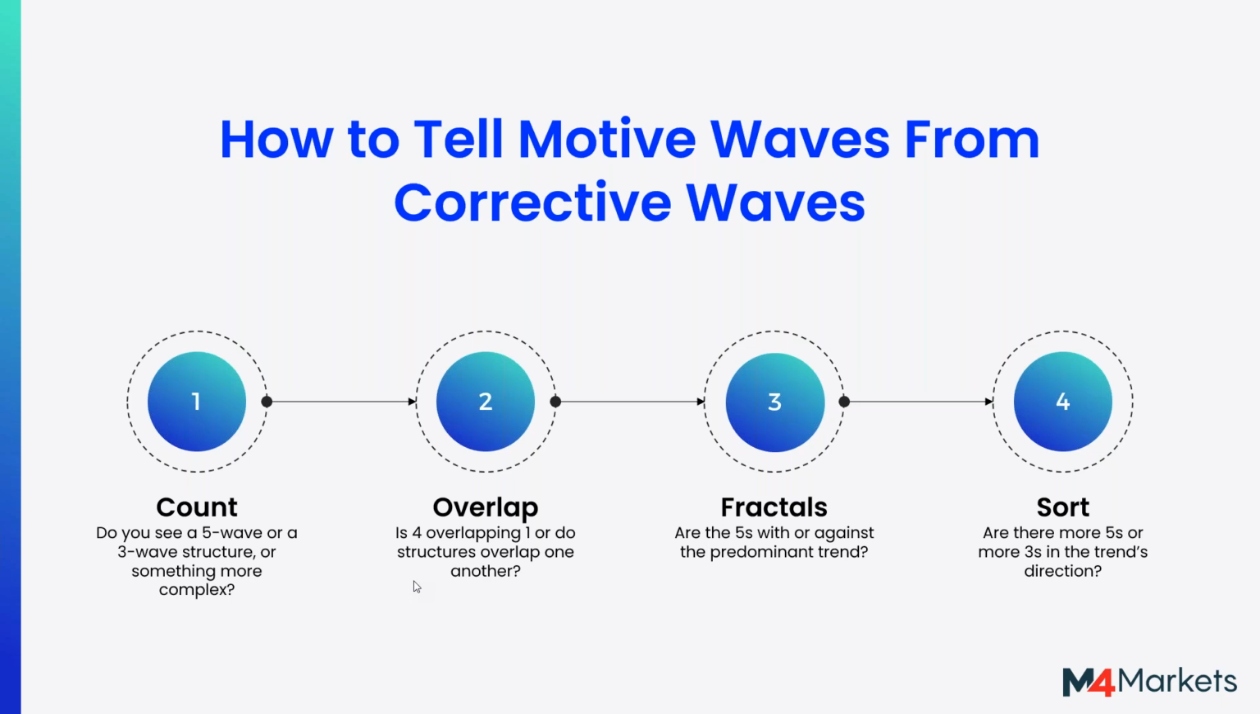Are the 5s, if we identify a 5, going with the trend or against the trend? Because if it is against, then we're probably looking at a correction, because corrections can have 5 waves too. And then of course, when we look at the whole chart, do we see more 5s or more 3s towards the trend direction? Because if we see more 5s towards the trend direction, it means that we're probably looking at either a correction, depending on what we are spotting, or a breakout which is likely to continue in 5 waves.